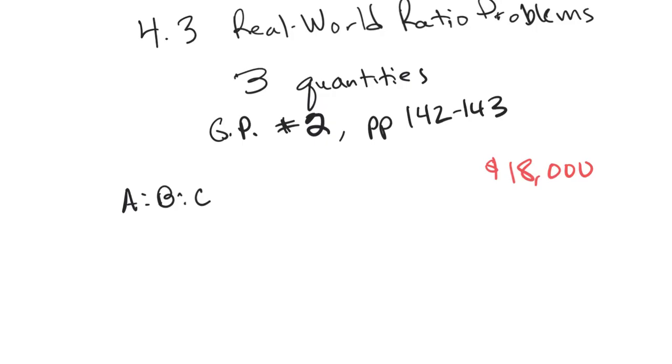All right, here we go with 4.3 real world ratio problems, easy for me to say, where we're looking at three quantities again. We're on the guided practice problem number 2 on the bottom of page 142, and then we're going to continue on to 143. But mainly you got to look at the bottom of 142. So grab your book, and here we go.